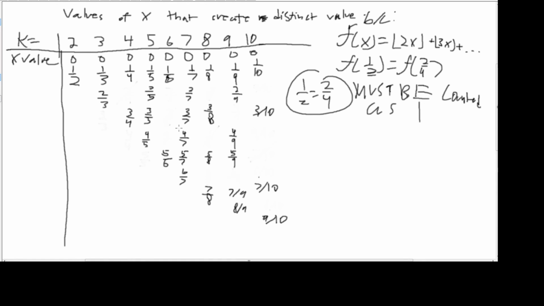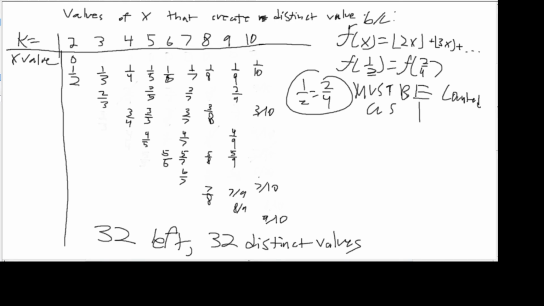So now all we need to do is count all the values left. Oh yeah, I forgot. You might want to cross all these zeros out. Don't count each zero separately. So now we have 1, 2, 3, 4, 5, 6, 7, 8, 9, 10, 11, 12, 13, 14, 15, 16, 17, 18, 19, 20, 21, 22, 23, 24, 25, 26, 27, 28, 29, 30, 31, 32. So now we counted 32 left. So therefore there are 32 distinct values. And that will give us A as our answer.